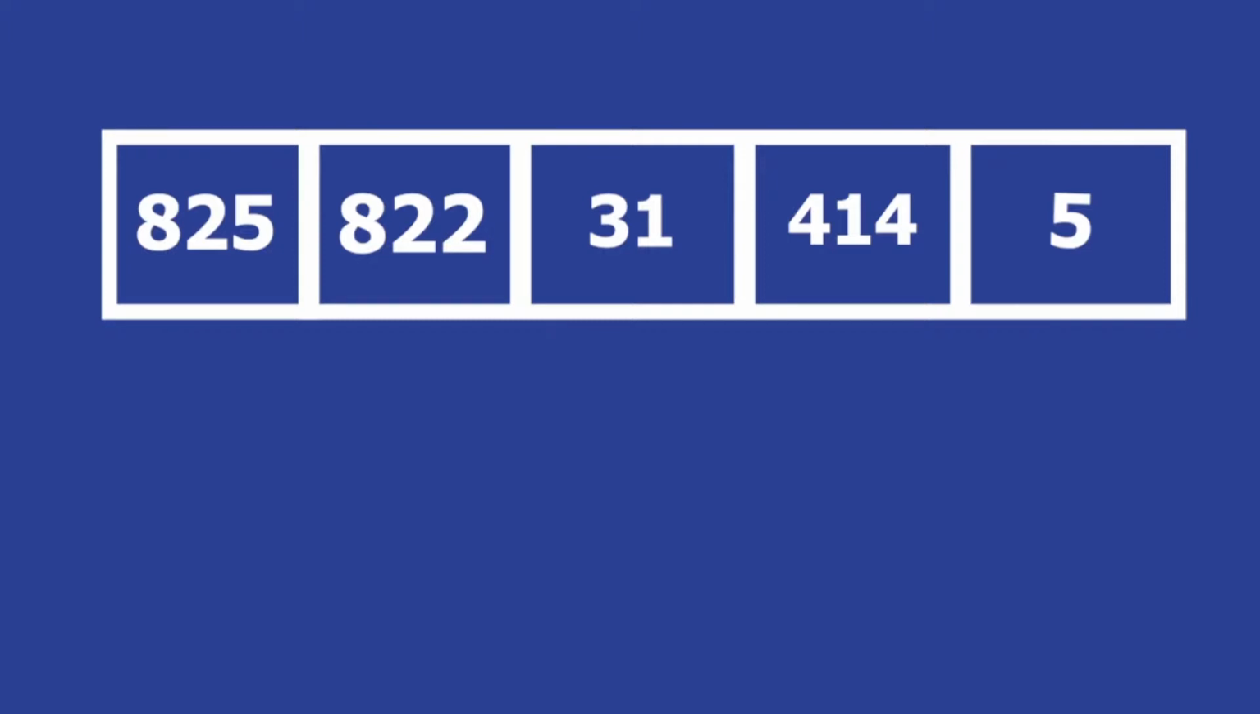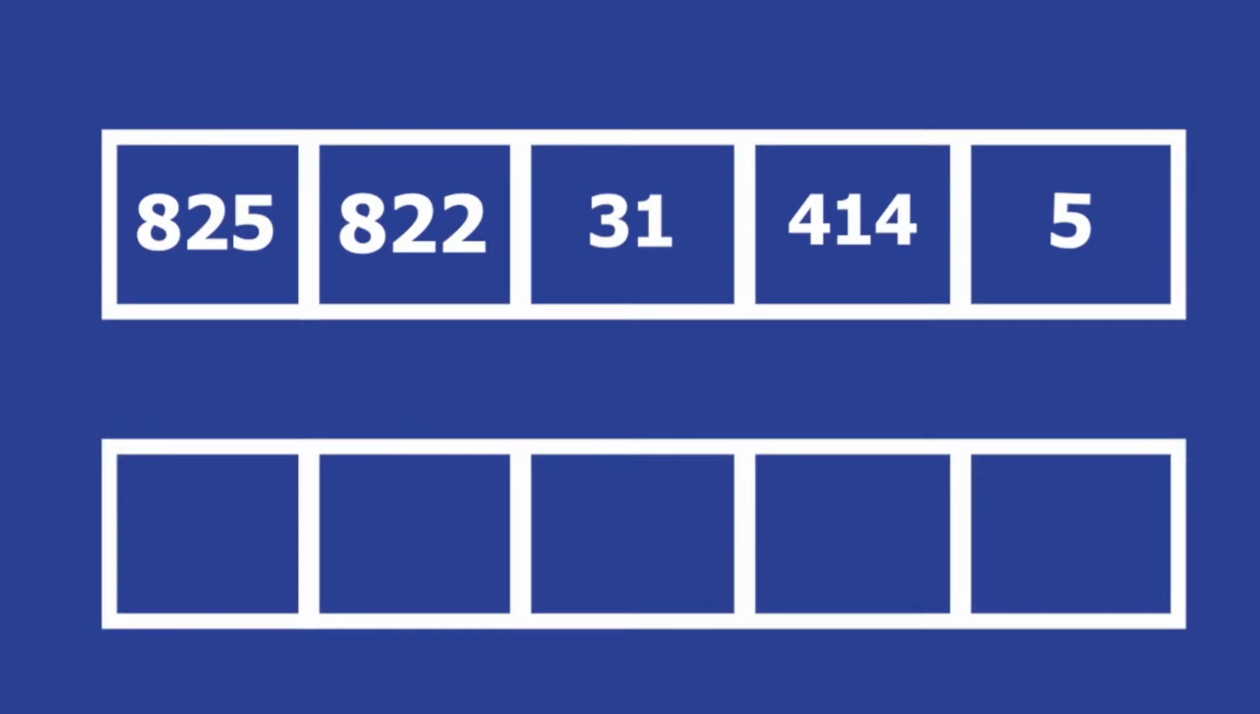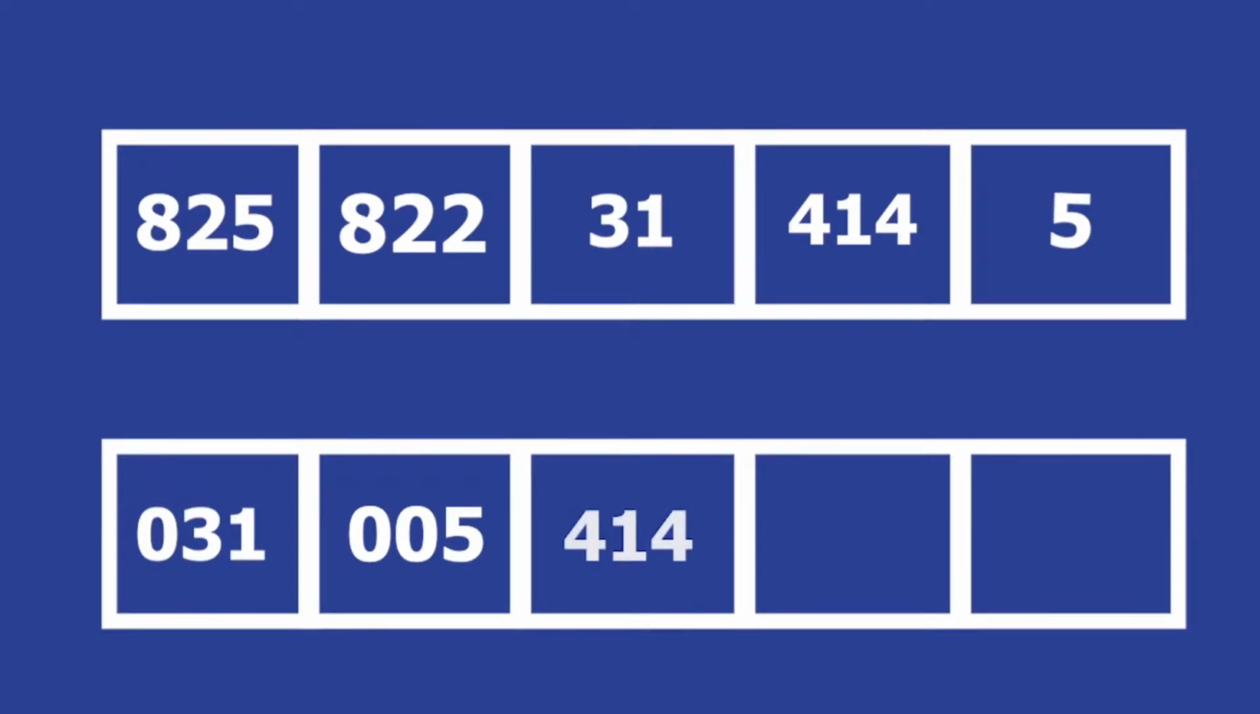The most instinctive way is to first take the hundreds digits and sort them into various buckets. 31 and 5 both have a hundreds place of 0, so they go in the beginning half. 414 has a hundreds place of 4, so it goes into the middle. And finally, 825 and 822 have the greatest hundreds places, so they move into the end.